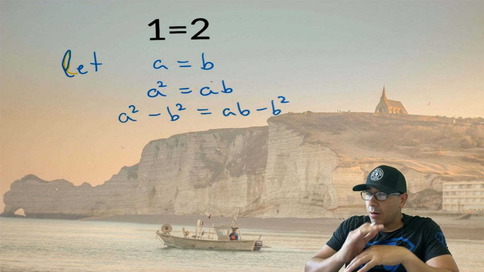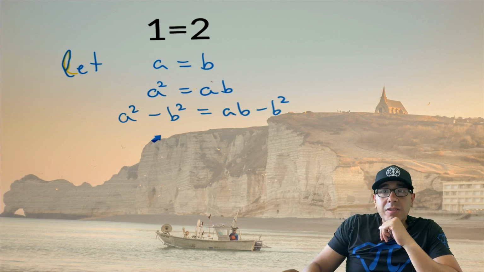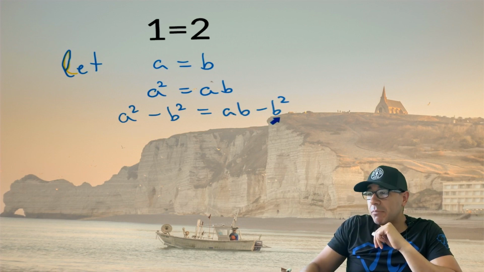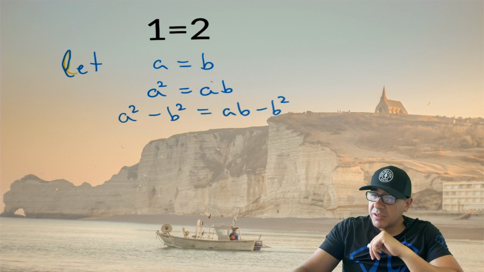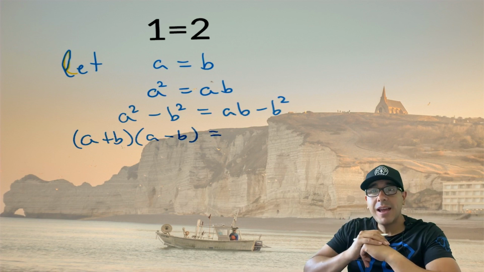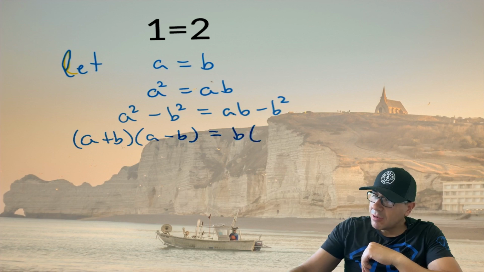Excellent. If you remember from your algebra class, now we have a difference of squares here, so I'm going to be able to factor this using the difference of squares. And here, these both have a b in common, so let's factor out a b. Using our difference of squares, we're left with a plus b times a minus b on our left-hand side. And on our right-hand side, we factor out the b, and you're left with a minus b.